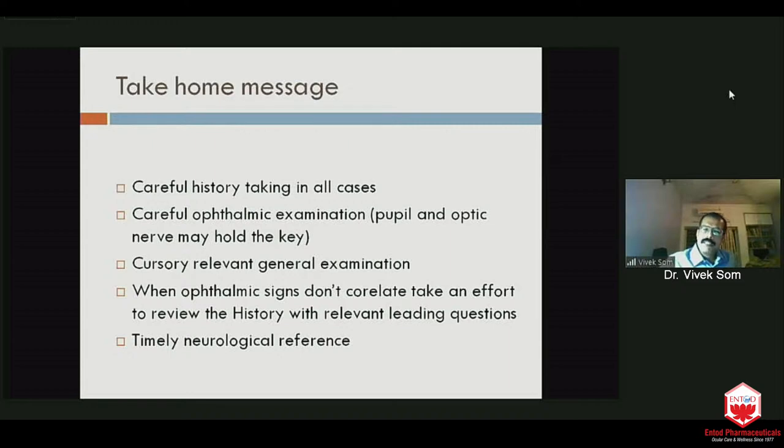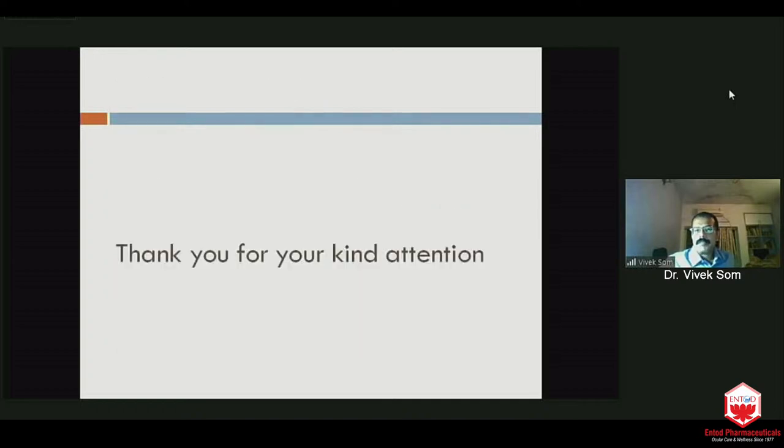So the take-home message is very simple. Careful history taking is of paramount importance in all the cases. Careful ophthalmic examination. Many times the pupil and optic nerve may hold the key to the diagnosis. Cursory relevant general examination also helps. And when ophthalmic signs don't correlate, take an effort to review the history with relevant leading questions, and timely neurological reference might save the life of people and also disabilities in people. Thank you.